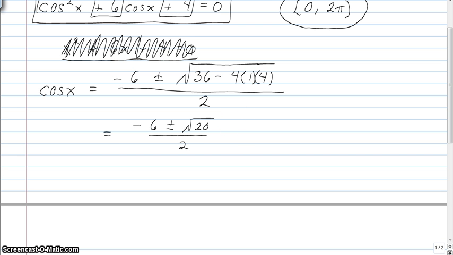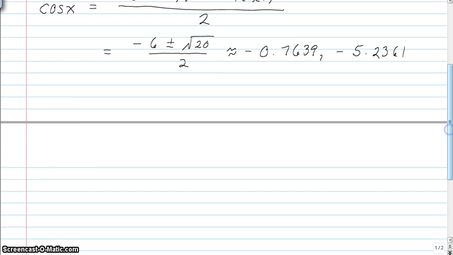So at this point, I'm going to take those two answers. I'm going to go to my calculator and just round. I would round to at least 4 decimal places. And when I punch those in, I get approximately negative 0.7639 and negative 5.2361. So where I'm at now is I've got two equations. Cosine of x can equal this first number, or cosine of x can equal this second number that we found.